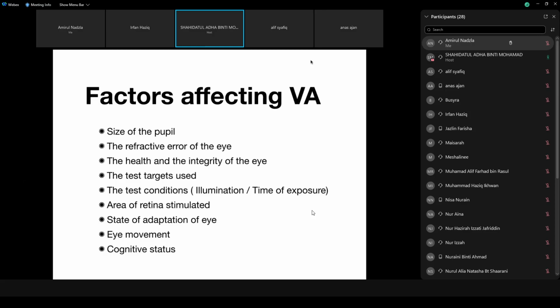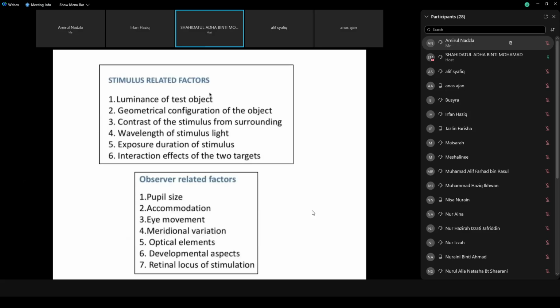Okay. These are other factors which can be divided into stimulus-related factors and observer-related factors. So it is actually about the same but a little bit more detailed. The stimulus-related factors depend on the test object or the light. The observer-related factors are about the patients. On the observer-related factors here, I also include accommodation and meridional variation. This is the same as the screen just now.